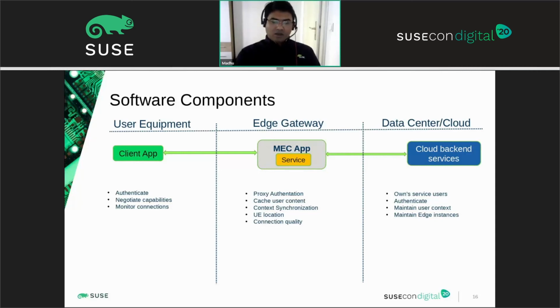And the edge device now can contain some part of authentication, and it can cache user content, and it can synchronize between the client and the cloud backend services. It can provide a good quality of connection to the client because it doesn't have to always hook into the data center, and it can of course provide a lot of advantages in terms of computation.